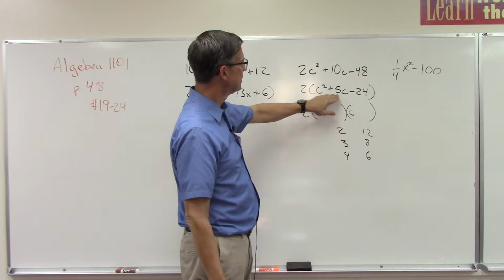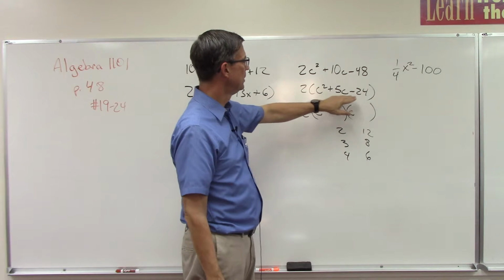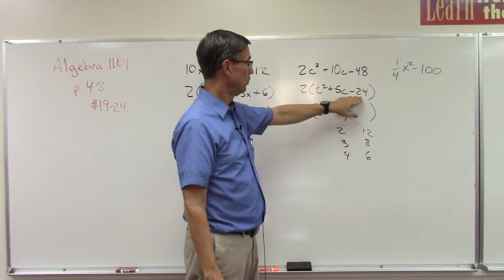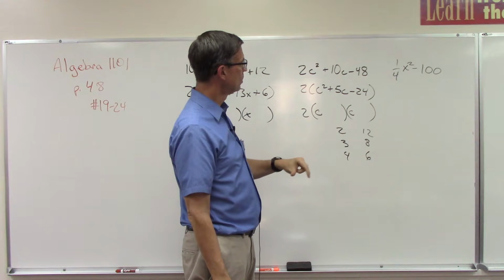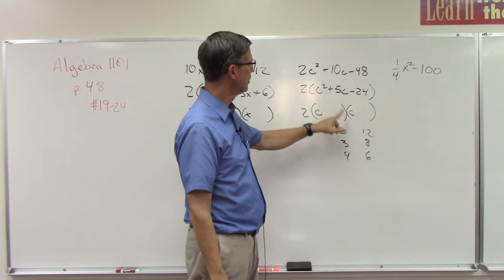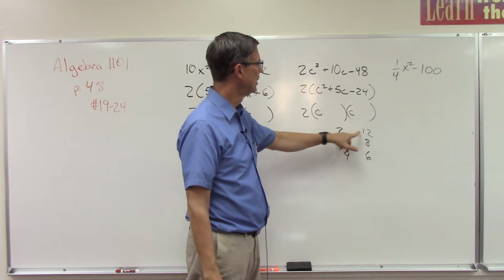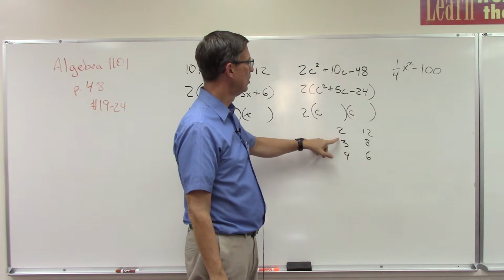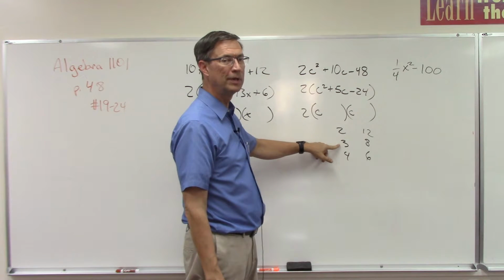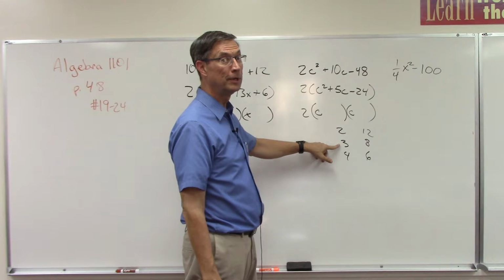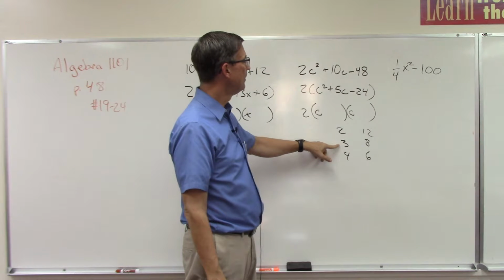We know that we want this to be positive 5 in the middle and this to be negative 24. So could we somehow get 5 out of this? Could I subtract and get 5? No. Look at this, 8 and 3. I think we're on to something here, okay? There's a clue for you. I'm going to let you finish it.